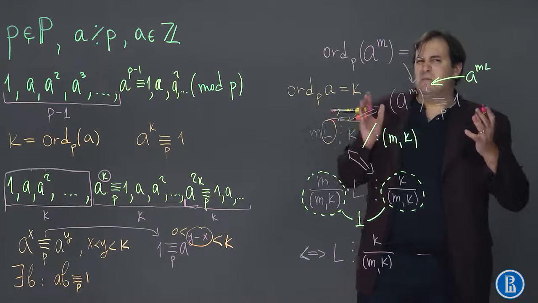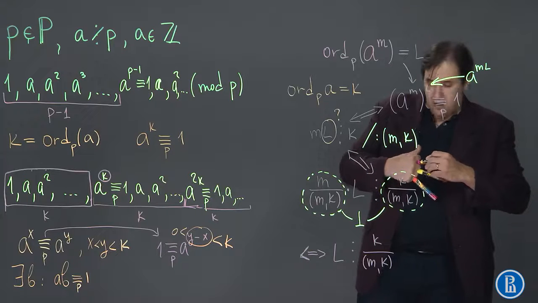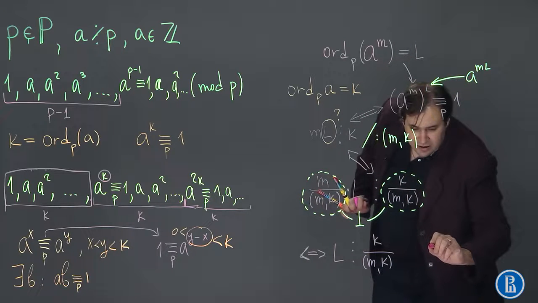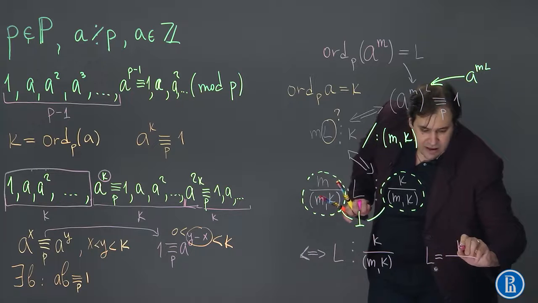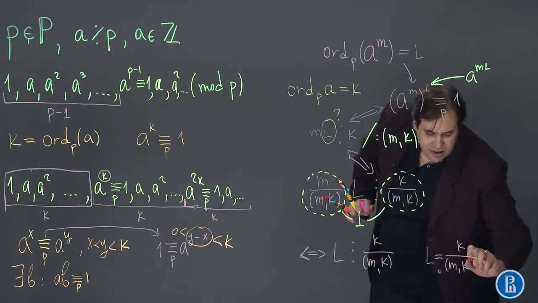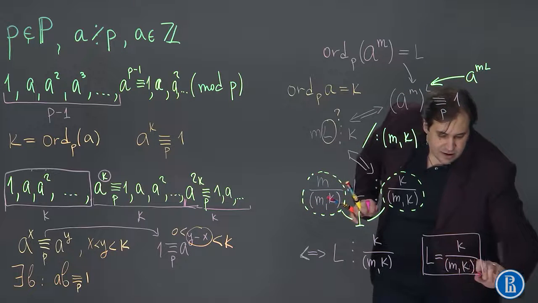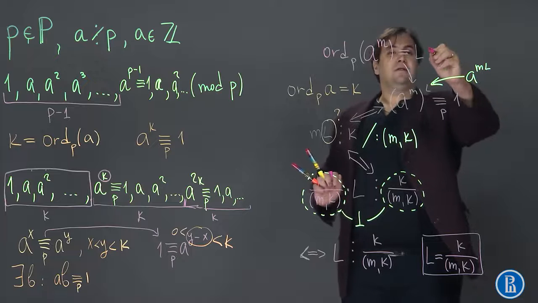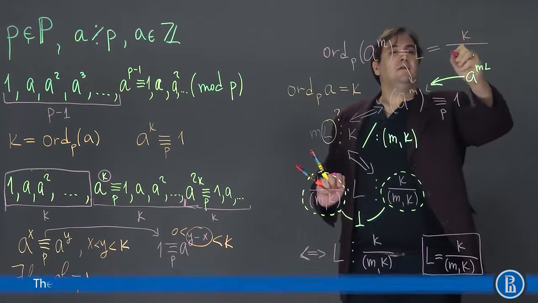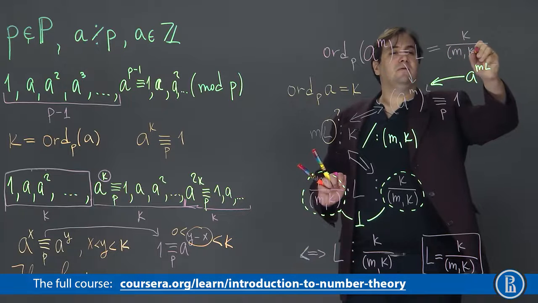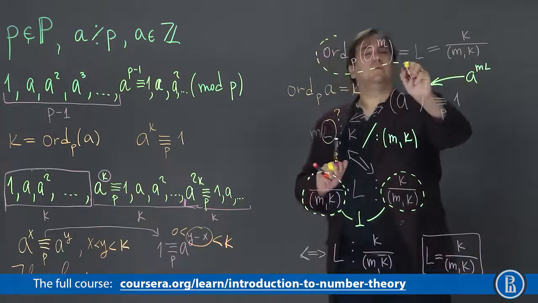So what is the minimal value of L? Well, the answer is obvious. Finally, L is equal to k over the greatest common divisor of m and k. Let me just write this answer over here. So this is what we finally got. It is equal to k over the greatest common divisor of m and k. And this is what we wanted to find.